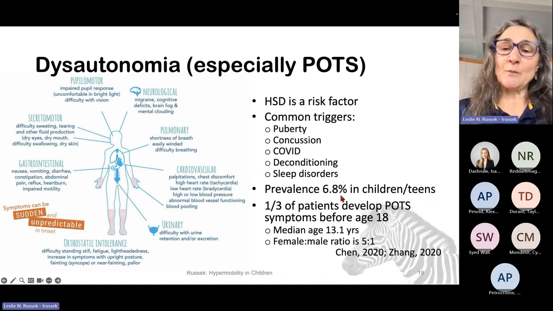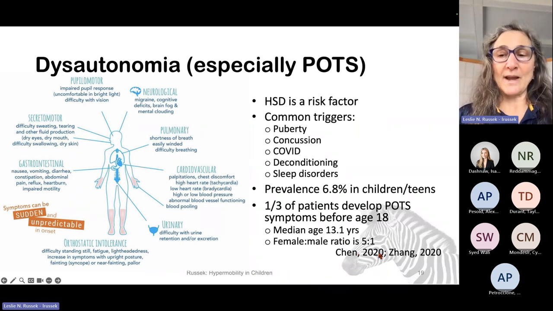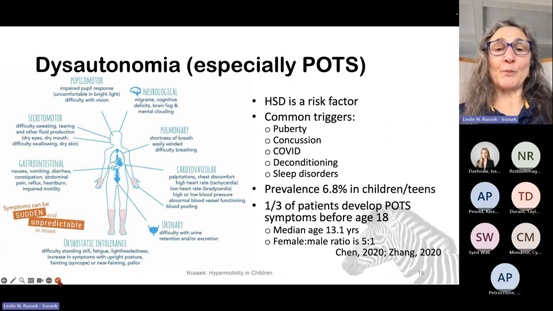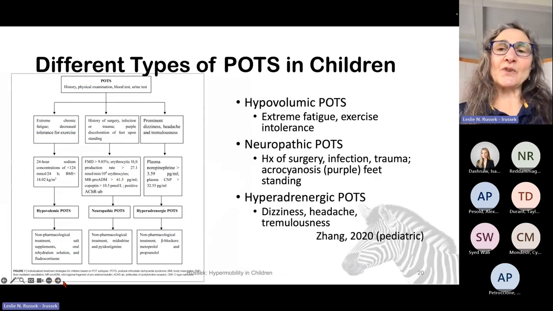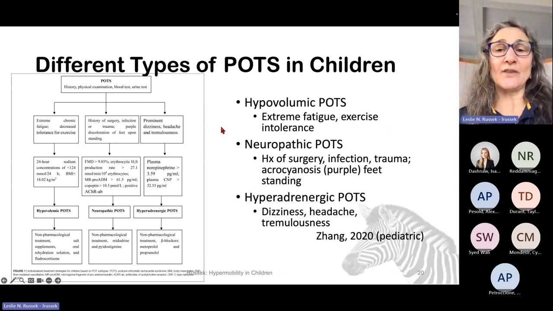The prevalence is believed to be about 7% in children and teens. And about 1/3 of all patients who develop POTS have their symptoms begin before age 18 with a median age of 13 years. And the female to male ratio is 5 to 1. So you guys are definitely going to see these people and often be the first person to hear about these symptoms. There are different types of POTS. You don't need to know this, but it's helpful to file away. They're not all the same.